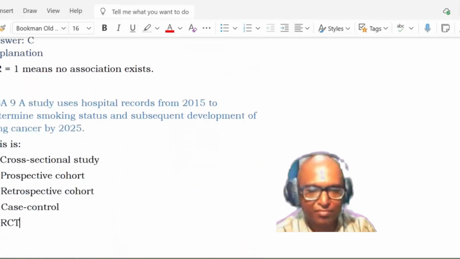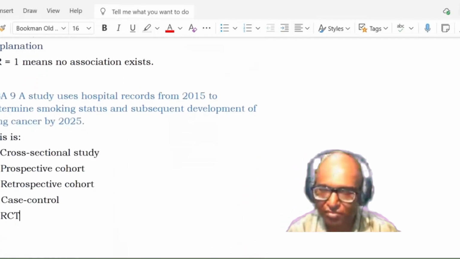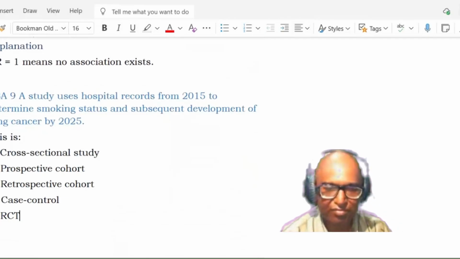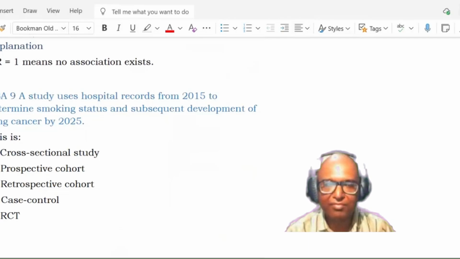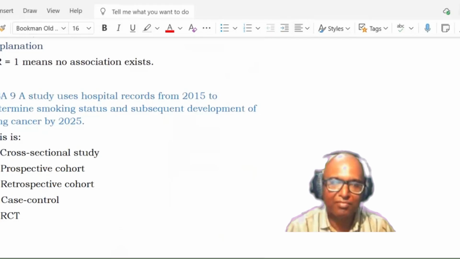Next. Question number 9. A study uses hospital records from 2015 to determine smoking status and subsequent development of lung cancer by 2025. Is this a cross-sectional study, prospective study, retrospective cohort, case control, or RCT? So it is a retrospective cohort.